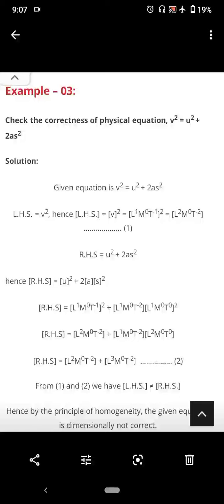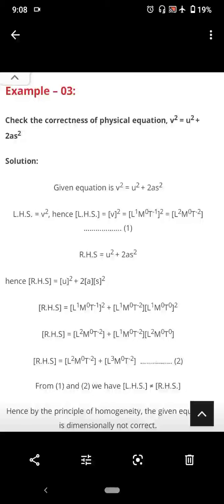In LHS there is the term v square and the dimension of velocity is LT minus 1. Therefore the dimension of left hand side will be L square T minus 2. Clear? Then we will find the dimension of the term u square. U is also velocity, although it's initial velocity, so we will use the dimension of velocity here also. So the dimension of u square will be L square T minus 2.